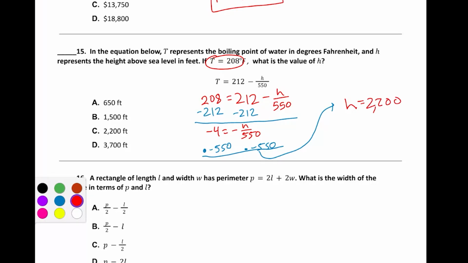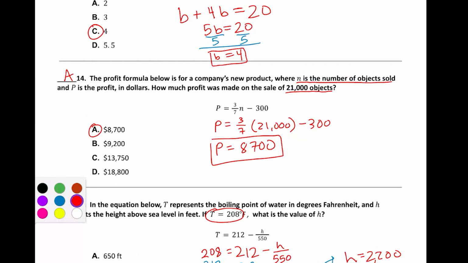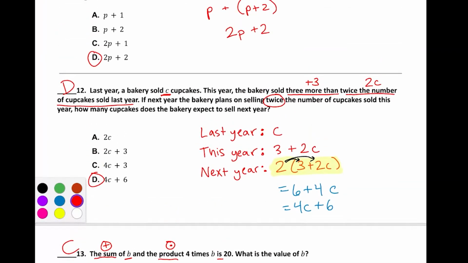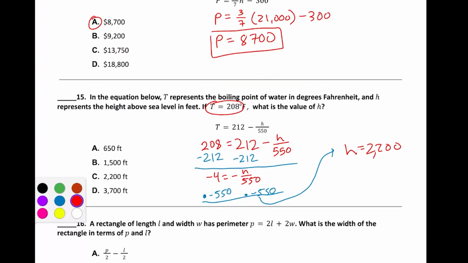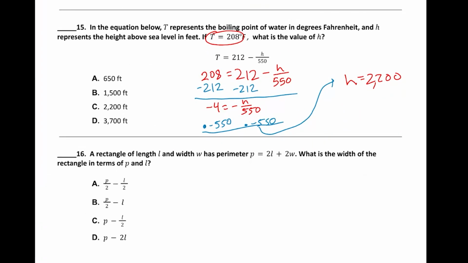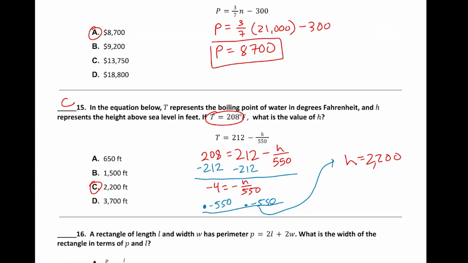Didn't we just get an answer that's 2,200 a minute ago? Maybe not. I could have sworn I recognized that number from somewhere. That's fine. I must be thinking of something else.